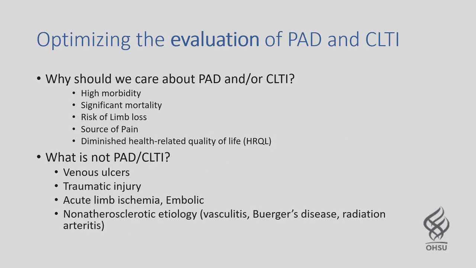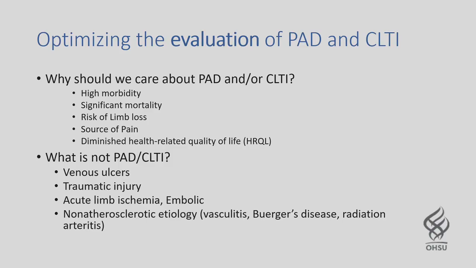And why should we care about PAD and or CLTI? Well, essentially PAD is a surrogate for coronary disease. PAD affects over 10 million people in the U.S. alone. And as you guess, the risk factors are the same for atherosclerosis and other vascular beds. So patients with PAD are at risk of MI and stroke. They may have been undiagnosed or underdiagnosed in terms of their cardiovascular health, and this leads to a mortality risk, of course, as well as a risk of limb loss.